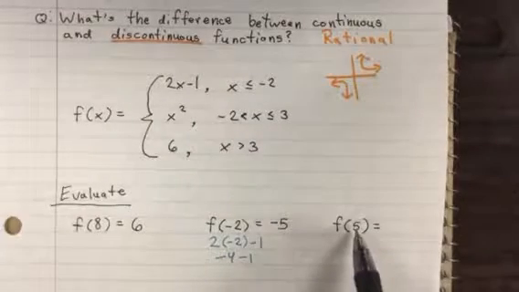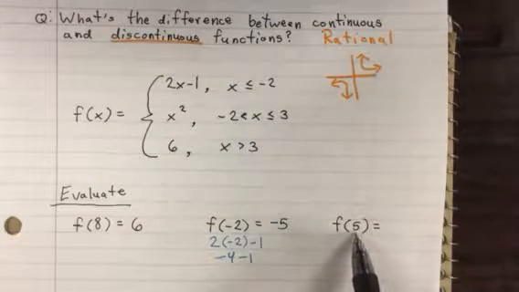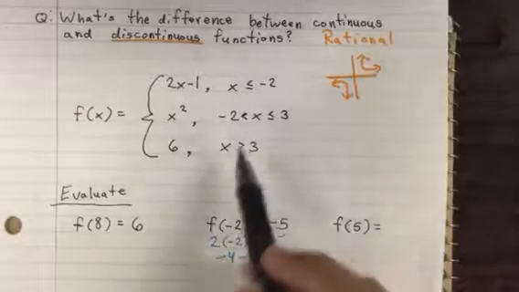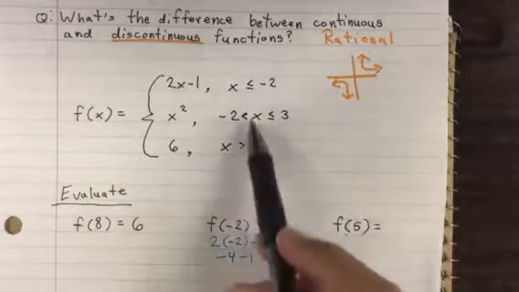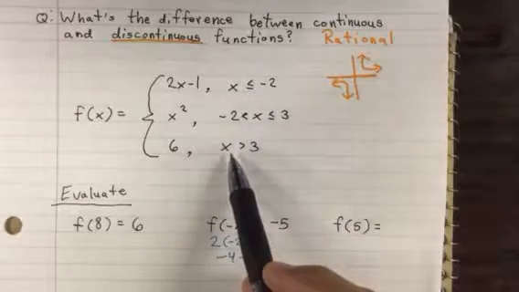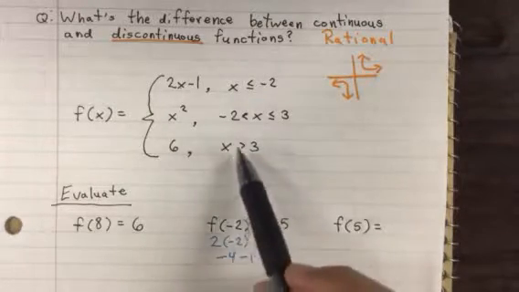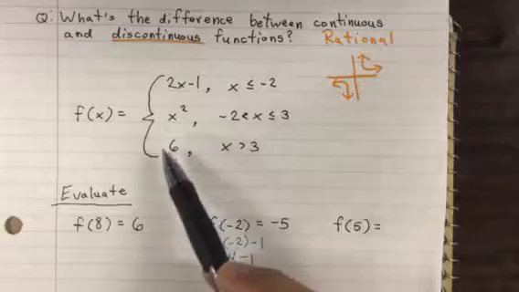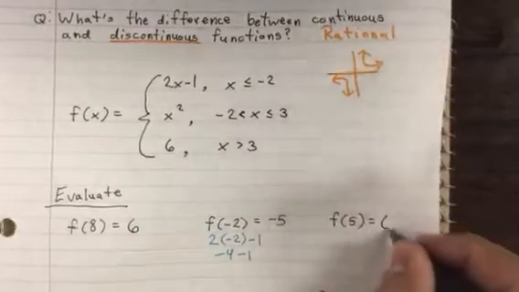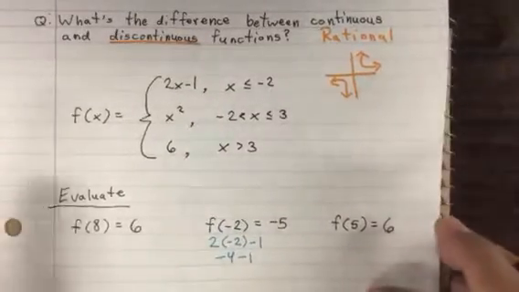Alright, next one, 5. Where are we going to have x is greater than 5? Or 5 for our inequality? So it's going to be the third one. 5 is greater than 3. That is true. Once again, we can't plug in anything because we just have 6. So that's my answer. Okay?